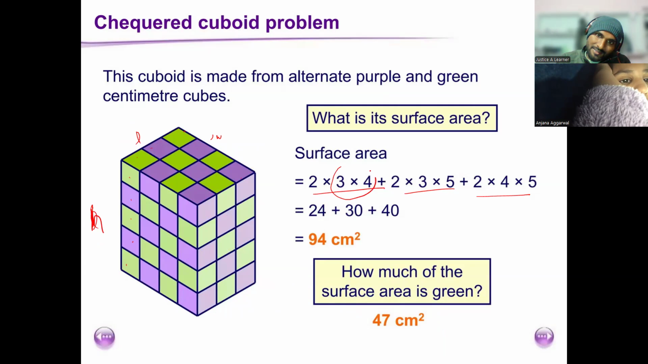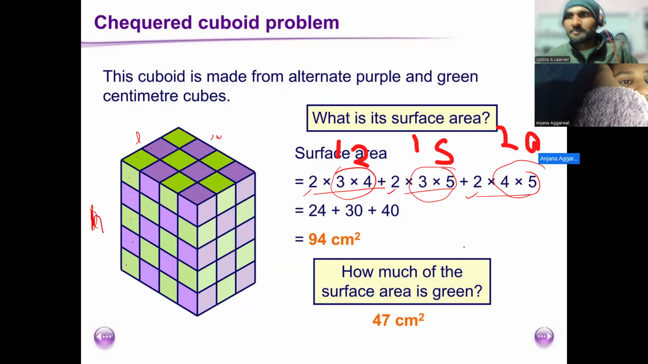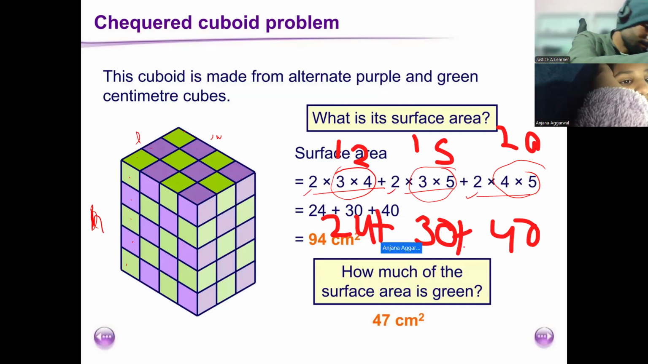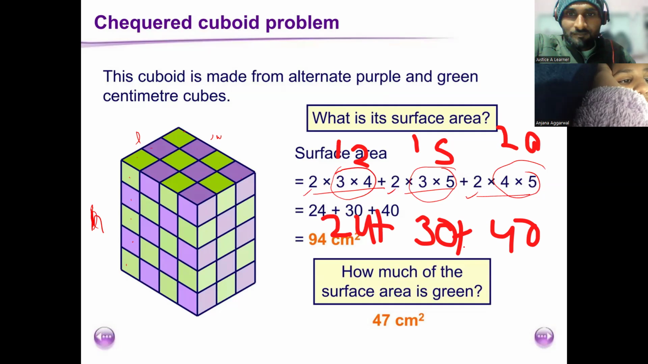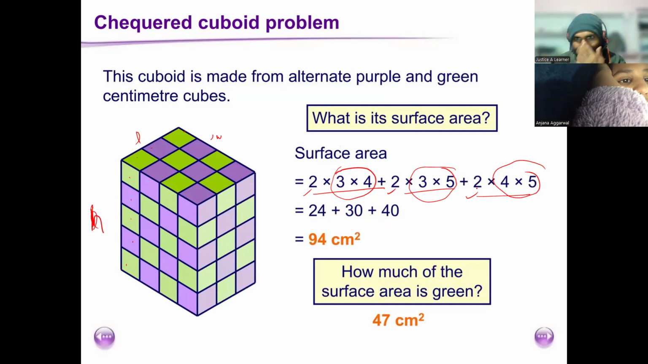Area is found like this: 3 into 4, 3 into 5, 4 into 5. Then we will multiply by 2, double it. That gives 12, 15, 20, times it by 2, add it, and it equals 94. Yay, great. Now, can you explain what the formula is, if you have remembered or forgotten?